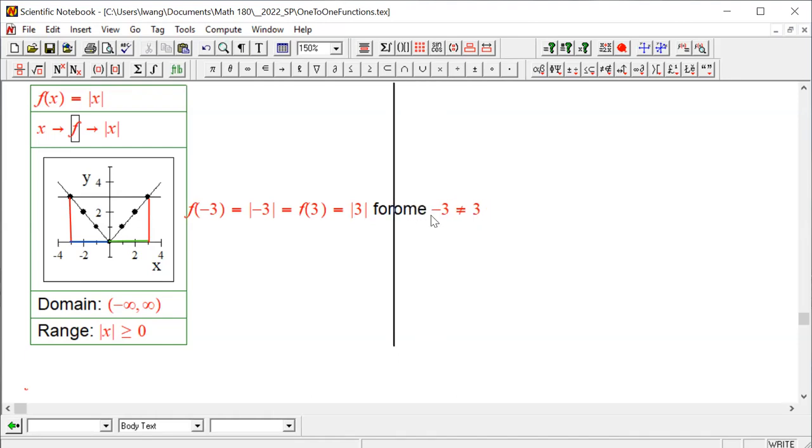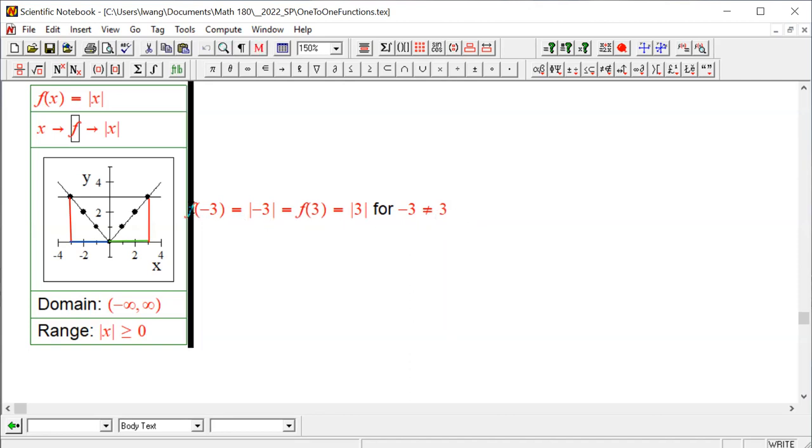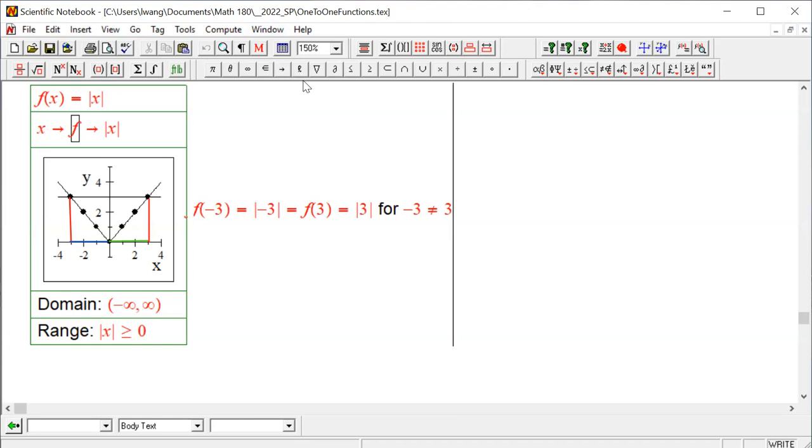You can remove the word "some" grammar-wise. For inputs -3 and 3, which are not the same, their outputs are the same. So we have made the statement. We have cited the definition, C-I-T-E, cited. We have cited the definition.